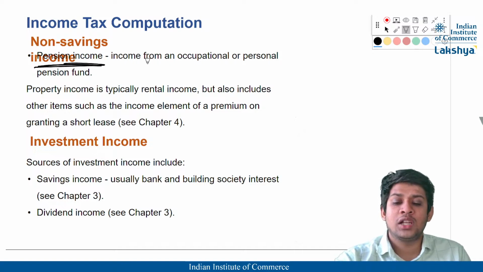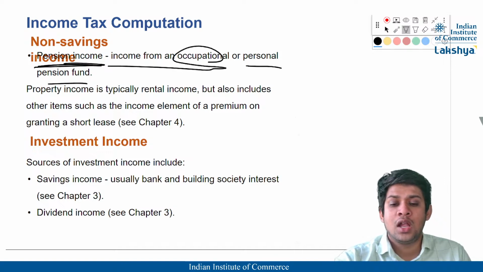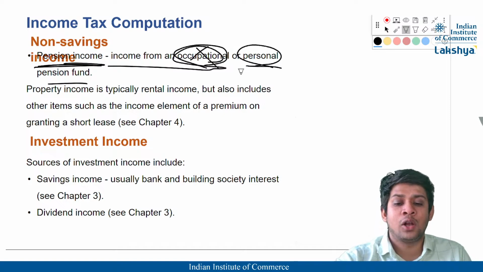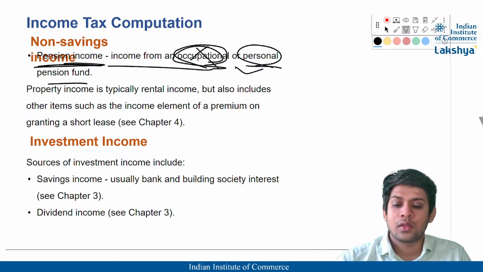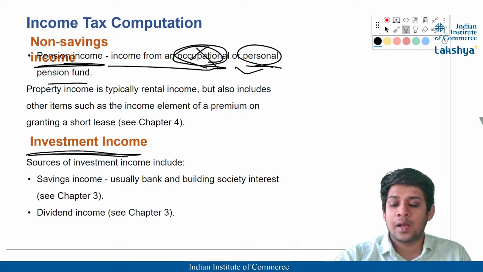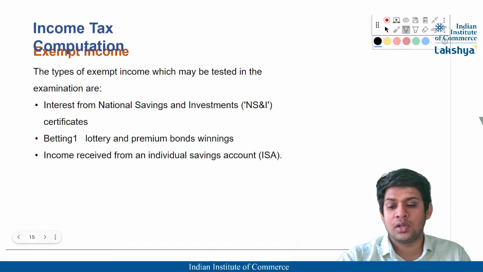Then pension income. So what is pension income? Income from an occupational or personal pension fund. If I'm an employee, I contribute to the occupational pension scheme, or I can contribute to a personal pension scheme. But if I am self-employed, that means I'm doing my own trading activities, then I do not have the option of an occupational pension scheme. I can only have my own personal pension fund. Okay. Then comes investment income, savings income, and dividend income that you already know of.